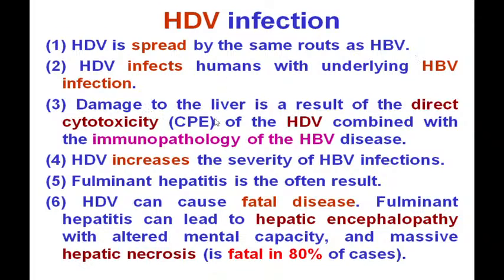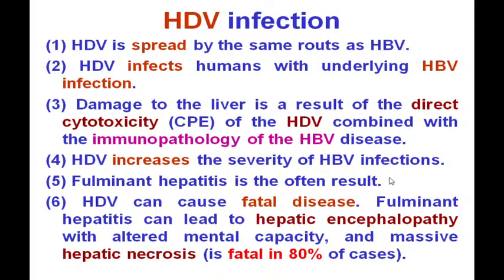And damage to the liver is a result of direct cytotoxicity, my dears. When we compare hepatitis B, C, and D viruses, B and C are not cytolytic, and D is cytolytic. And because it has direct cytotoxicity, when we have a combination of hepatitis D and hepatitis B, it is a very serious combination of viruses. It increases the severity of the disease.